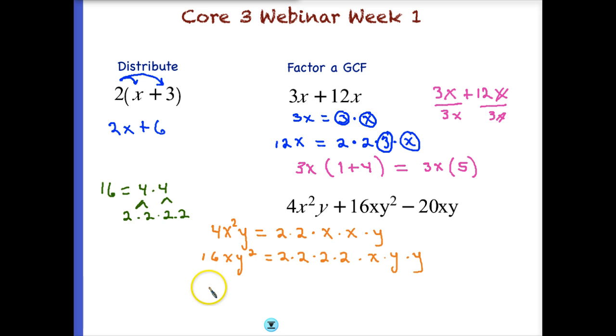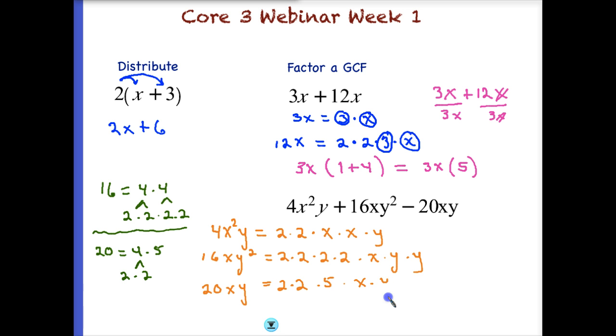All right, last one. We have the 20xy. And again, I might just come over here on the side and break the 20 down. You guys probably remember this from early days of your life. I might think of it as 4 times 5. Then I'd look and go, well, 4 is not a prime number, so I can break the 4 into 2 times 2. So when I write it, I would have 2 times 2 times 5 times x times y. All right, so how are you guys doing? Hopefully so far so good.